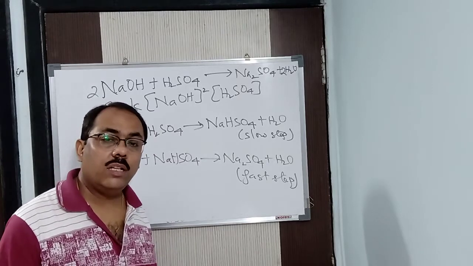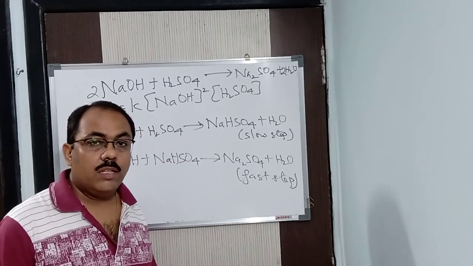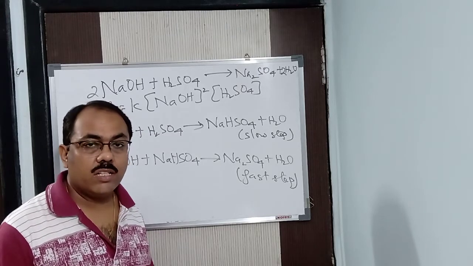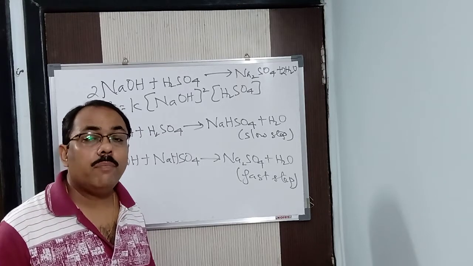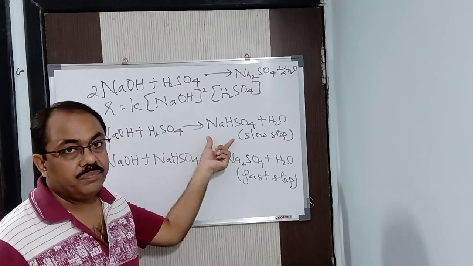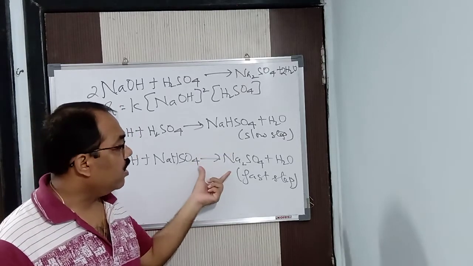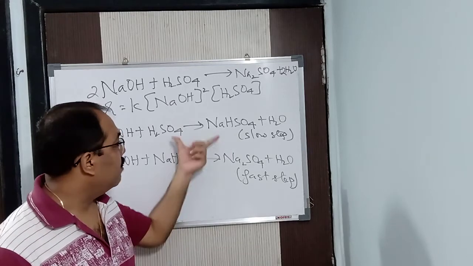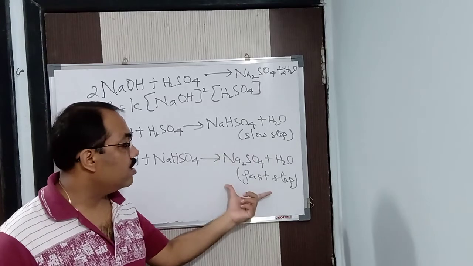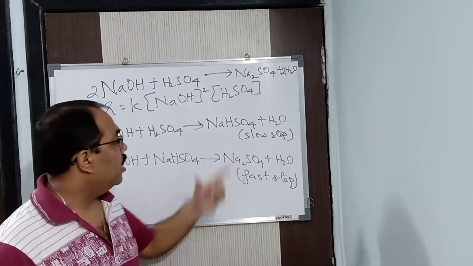See what I told you in the beginning of the chapter, about a moderate reaction and a fast reaction. Moderate reaction means where breaking of a bond is involved. So slow step means here breaking of a bond is involved. Here no breaking of a bond is involved. Once the bond is broken, the reaction becomes faster. For that purpose, this is a slow step and this is a fast step. Understood the reason?